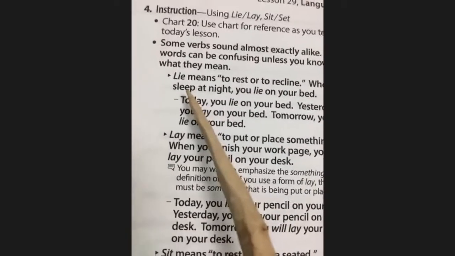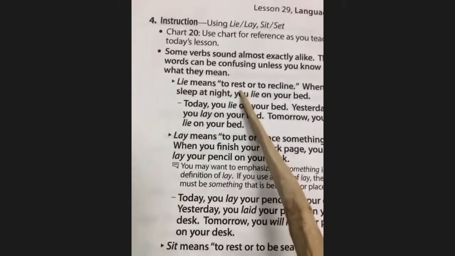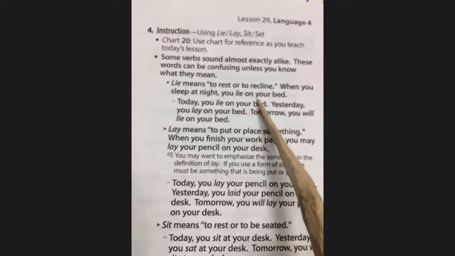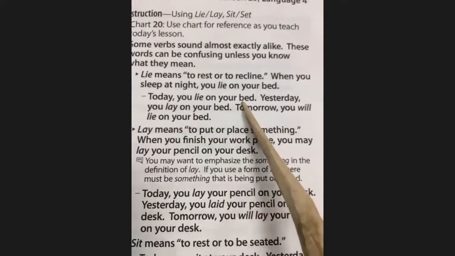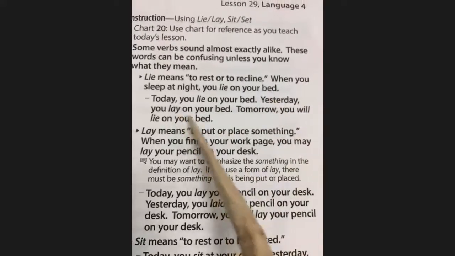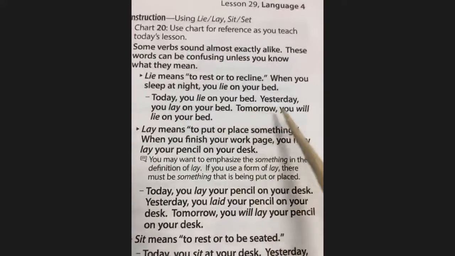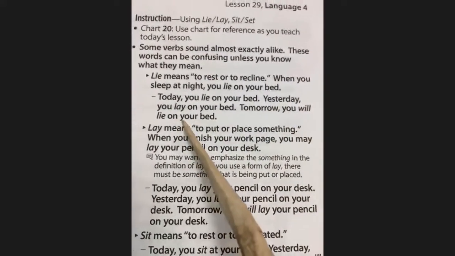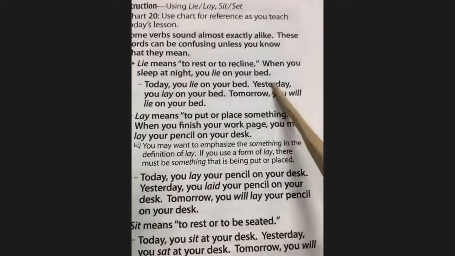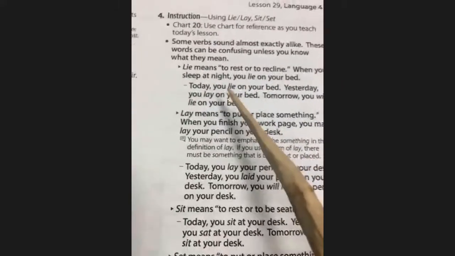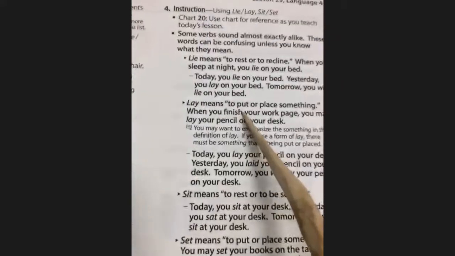Lie means to rest or to recline. When you sleep at night, you lie on your bed. Today, you lie on your bed. Yesterday, you lay on your bed. Tomorrow, you will lie on your bed. Now, that's interesting because the past tense of lie is lay. But there's another word, lay, which means to put or place something.